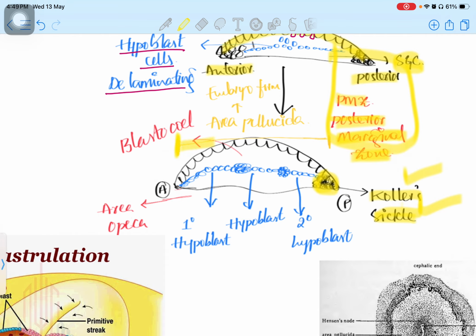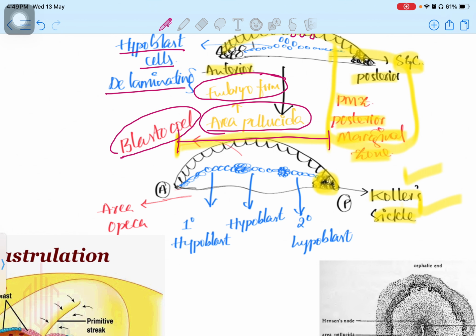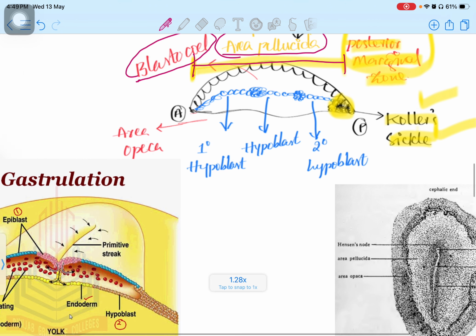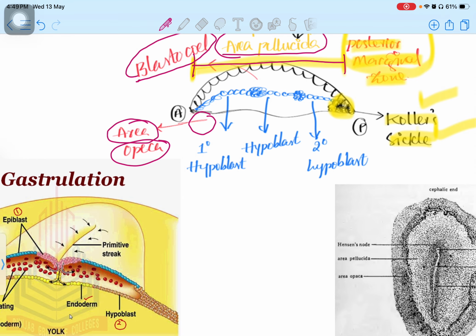This particular region, the posterior side region, is known as the posterior marginal zone. And from here to there, this is known as the area pellucida, which is responsible for forming the embryo. And also blastocoel cavities are forming. Another area present here is known as the area opaca, which is not at all responsible for the formation of the embryo. There is no involvement of the area opaca in the formation of the embryo.